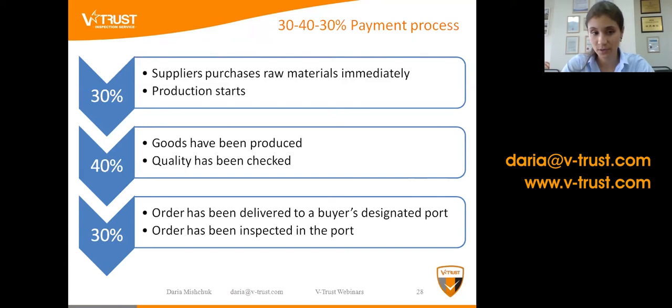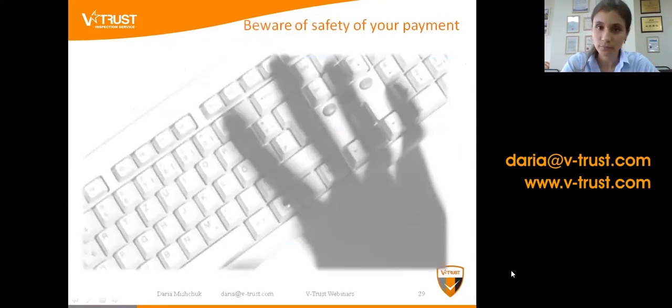And then the rest of the payment, 30%. Here, the order has been delivered to a buyer's designated port, and the order has been inspected in the port. So try to agree on this condition. So you release the rest, 30%, only after again inspecting the whole order in your designated port or in your destination country sometimes. So we are moving further.